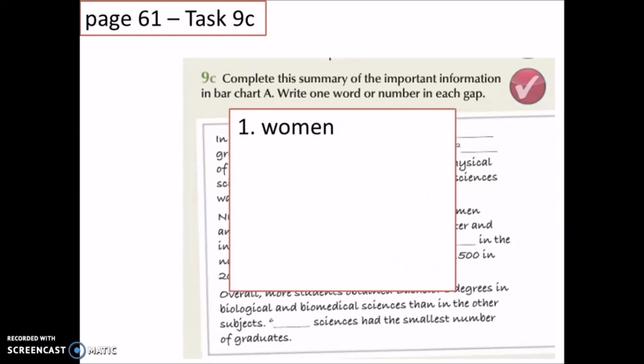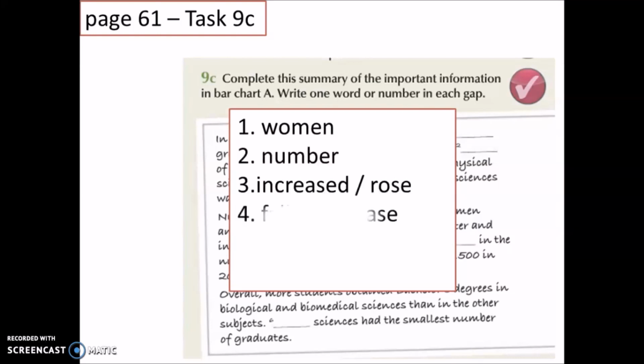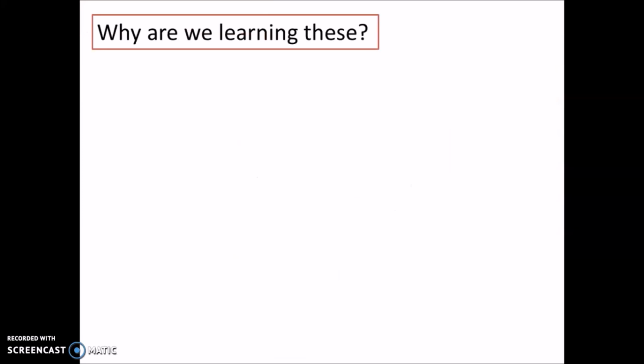Okay, here are your answers. 1, women. 2, number. 3, increase or rose. 4, fall or decrease. 5, 7,000. And 6, physical. Okay? Well done. That's all from the book. You can close your books now because we need the handout.